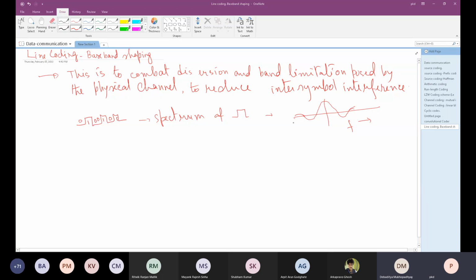Similarly, there could be dispersion. That means we are launching energy into a channel at one end. Here the voltage level is rising, say from 0 to plus V, and this may not become instantaneous. In case of optical, it could be from 0 to some intensity. Nowadays, most of the transmission is in the optical domain.